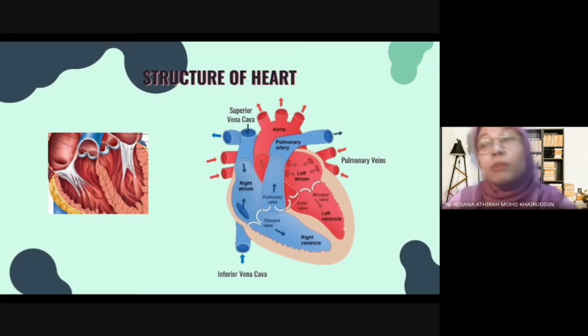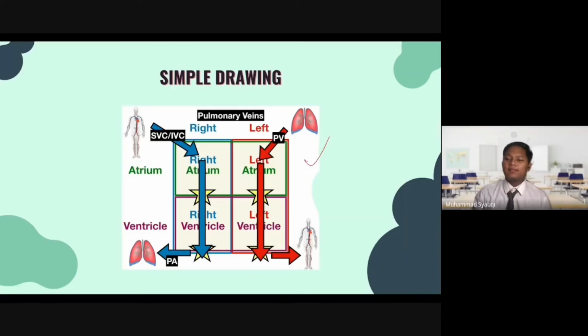If you are confused between the pulmonary artery and pulmonary vein, you must remember: artery away. Based on this diagram, it might be confusing for you, so let's see a simpler one.